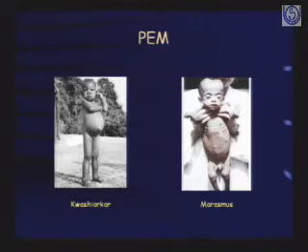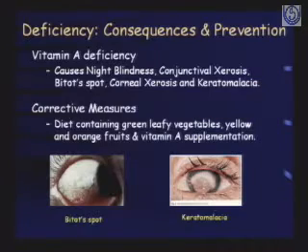This is the picture of a marasmic child where the child is very thin and muscle wasting has occurred. You can see even the ribs, and the child looks like a little old man because the skin is wrinkled. PEM can be prevented by taking a protein-rich diet.